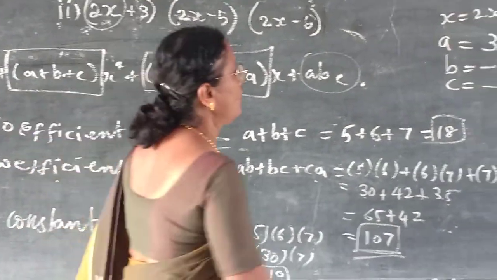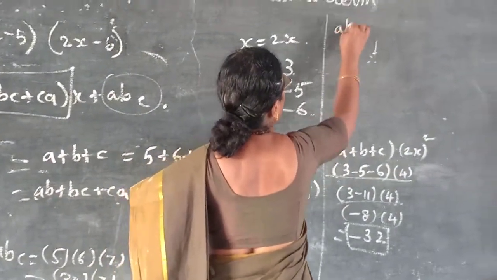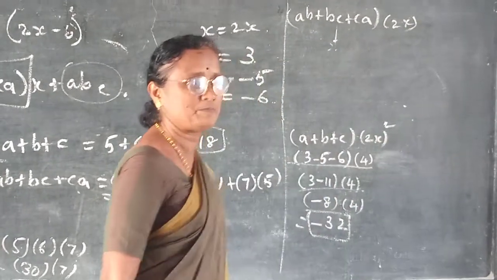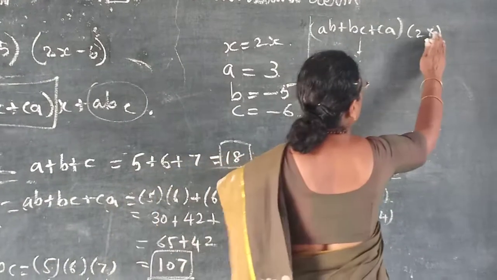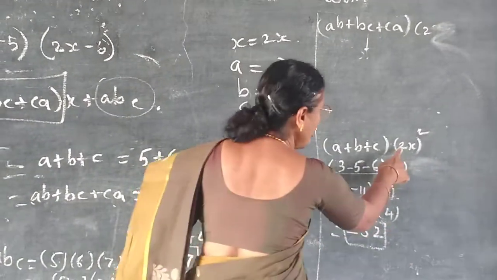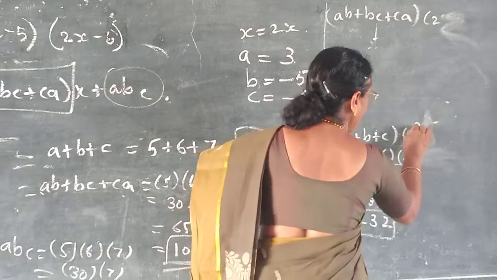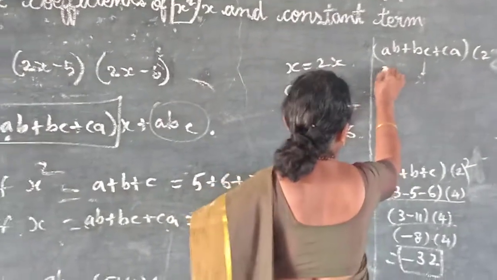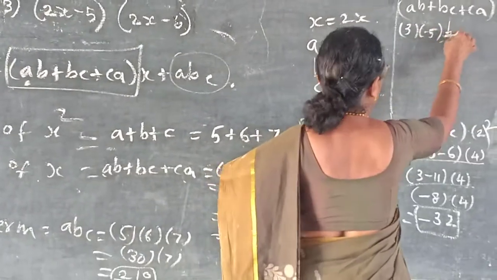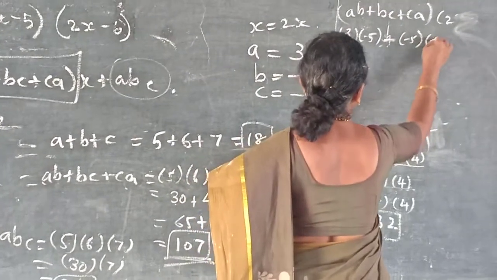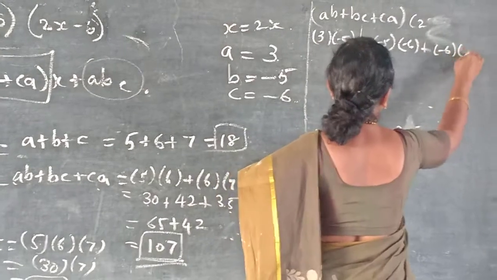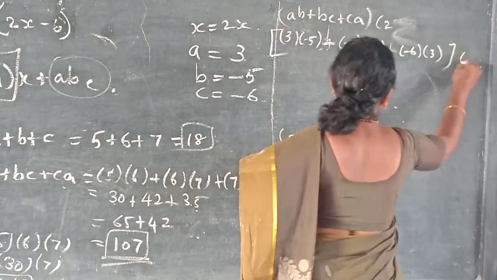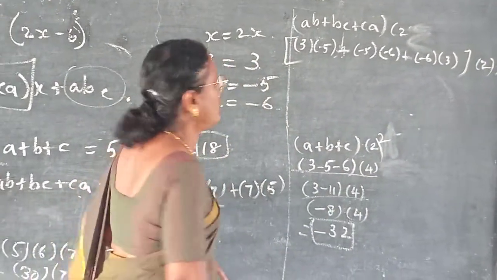Next one is what? Coefficient of x. (ab + bc + ca) into 2x. So we don't want this x here. Here also 2x square. So x we don't want. Only 2. Understand? Do you follow or not? Next one is what? ab. What is a? 3 into minus 5 plus minus 5 into minus 6 plus minus 6 into 3. Into 2.